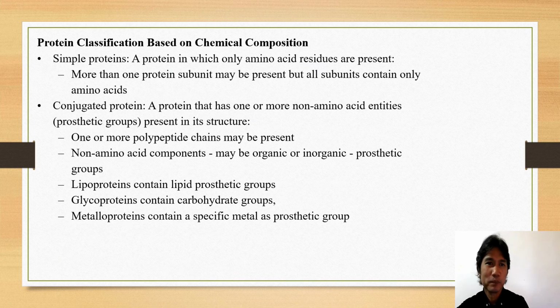At this point, we will now classify proteins based on chemical composition. There are so many proteins in a cell, and they vary in shape, function, and composition. The first class is called simple protein, in which only amino acid residues are present. No other component except amino acids.